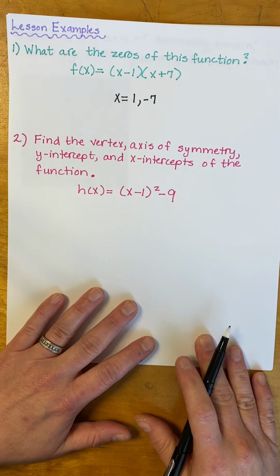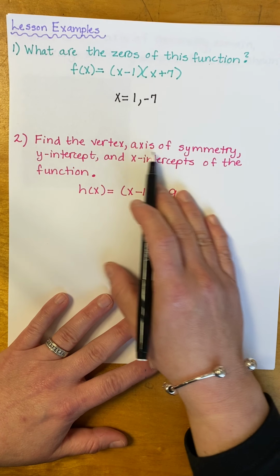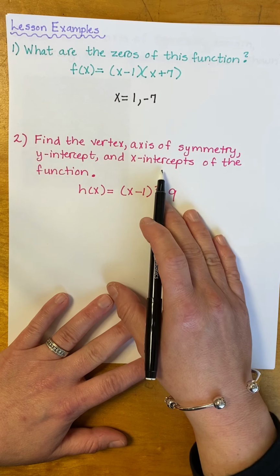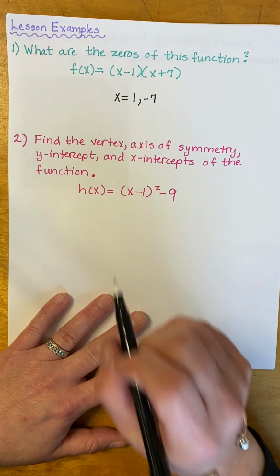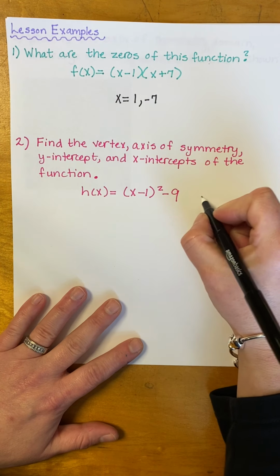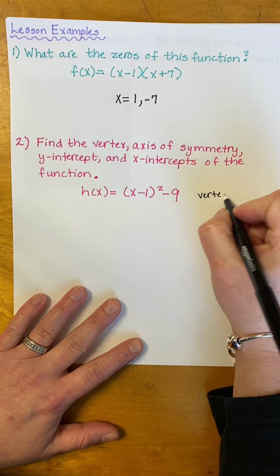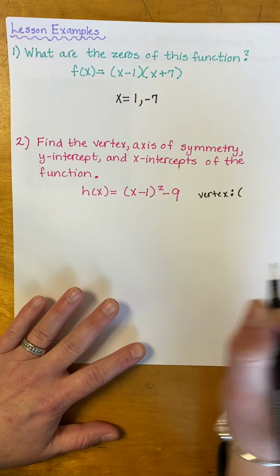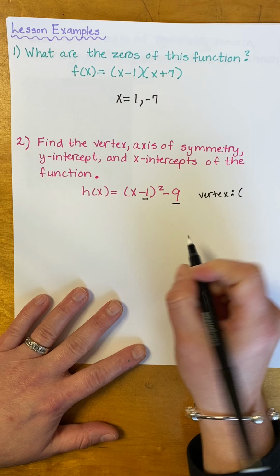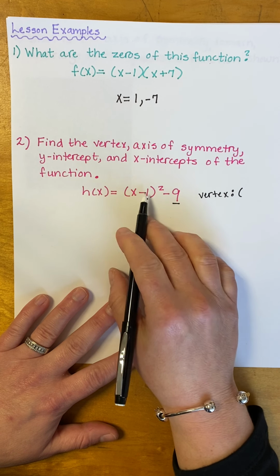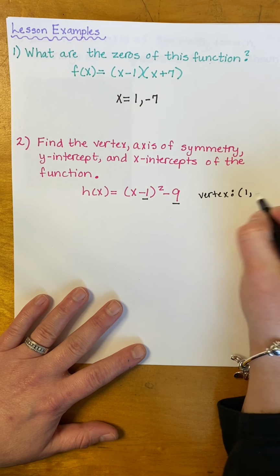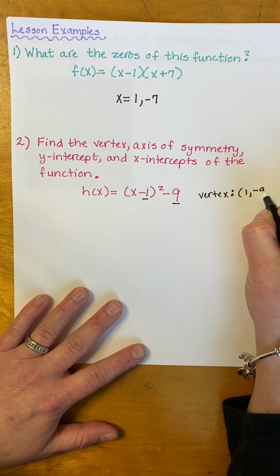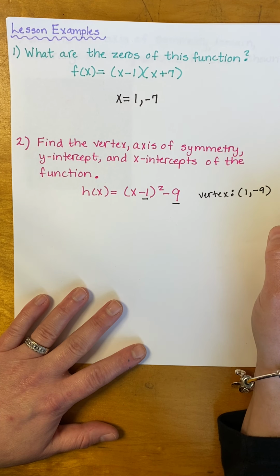All right, let's look at the next one. It says, find the vertex, axis of symmetry, y-intercepts, and x-intercepts of this function. So let's do the easy part first, the vertex. This is in vertex form. So it's just (h, k). And remember, it's the opposite for the h part. So minus 1 means positive 1. k is just what it is. So the vertex is at (1, negative 9).